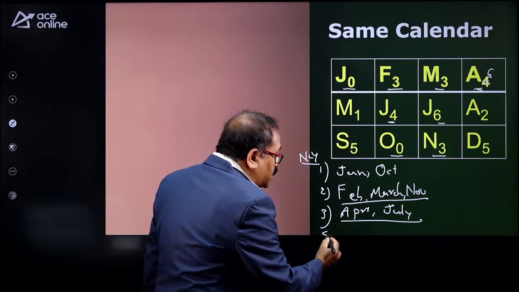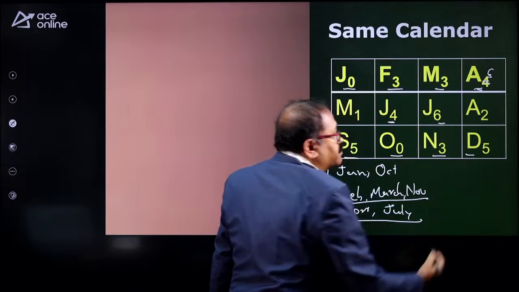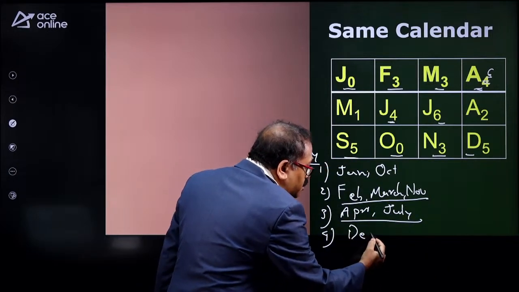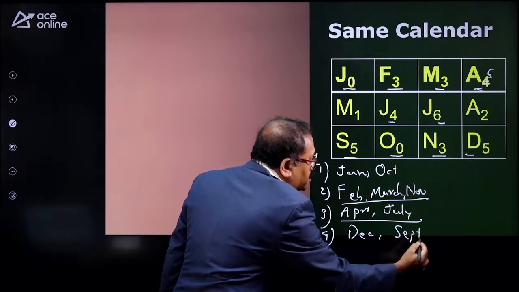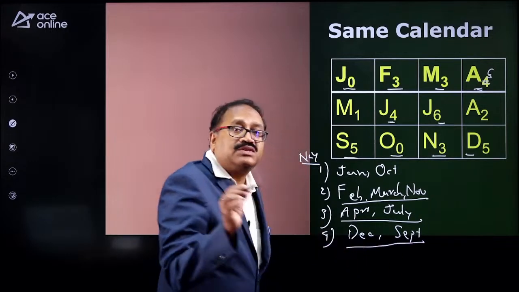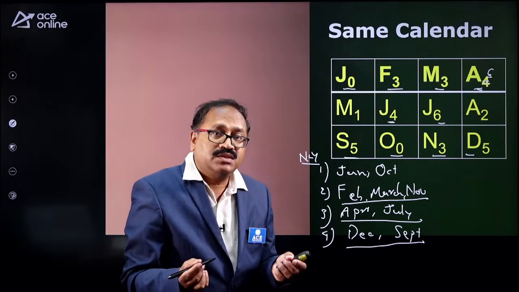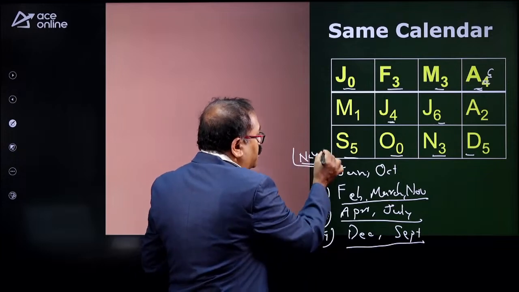Okay. Fourth and the last one, you notice that here September is 5 and December is 5. Therefore, the September and December calendars will remain the same. In other words, if 17th of December is Sunday, 17th of September will also be Sunday. They will have the same calendar. This is about a non-leap year.